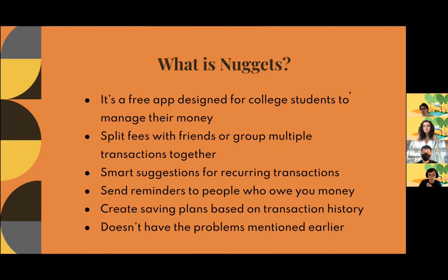To sum it up, Nuggets is a free app designed for college students to manage their money, budget, saving plans, whatever. It allows you to split fees with friends or group multiple transactions together. For example, if you go to New York, you're able to put all the transactions that happened in New York together to see how much you spent. It also has smart suggestions for recurring transactions, sends reminders to people who owe you money, creates saving plans based on transaction history, and it doesn't have the problems that I mentioned earlier.